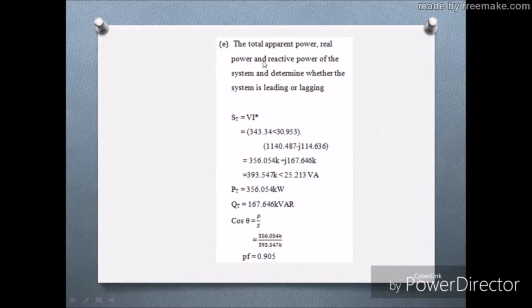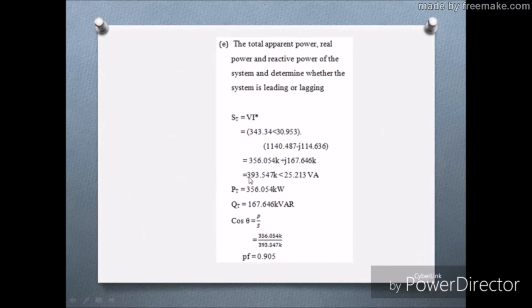So for question E, we are asked to find the total apparent power, real power and reactive power of the system, and we have to determine whether the system is leading or lagging. So we are going to use the formula S equal to V I conjugate. We're going to find the total apparent power, which is ST, and we're going to find VS times IS conjugate. This is the value, and this is the I that has been conjugated. So we got this value P plus JQ. So automatically we got the P, which is the total real power, and total reactive power.